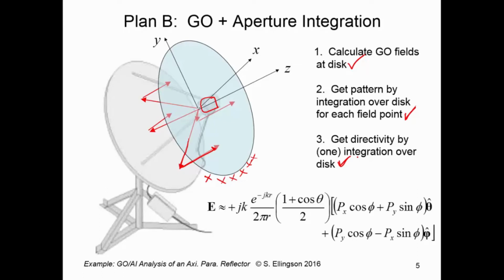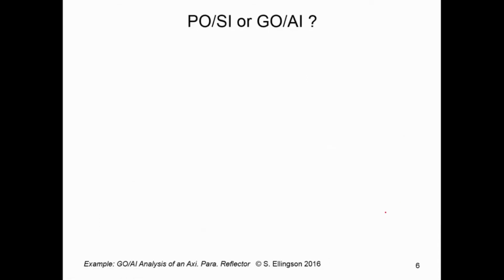Just to remind you, the appropriate expression to use in this case would be the one I've written here, the electric field in terms of spatial Fourier transforms of the various components of the magnetic equivalent currents. So which one should we use and why?